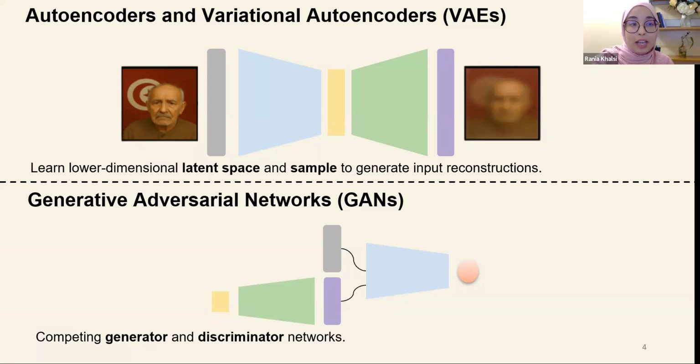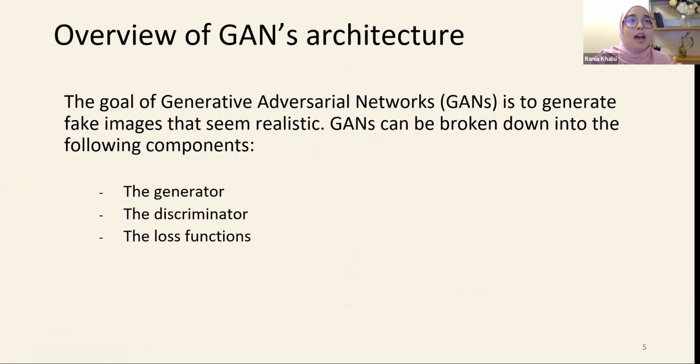Okay, so let's start with the architecture. And here, before diving into the details, I want to mention that the goal of adversarial networks is to generate fake images. And the idea is that these fake images must not look like they are fake. So we are generating fake images, but we want them at the same time to look realistic. And for this, a GAN can be broken down into the following components. We have the generator, like I mentioned before, the discriminator, and a very important component, which is the loss functions that we are going to focus on today.